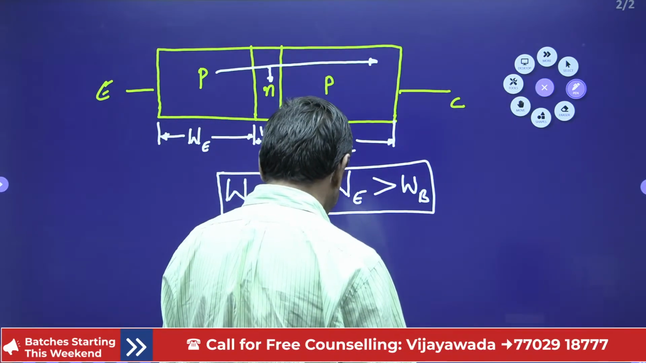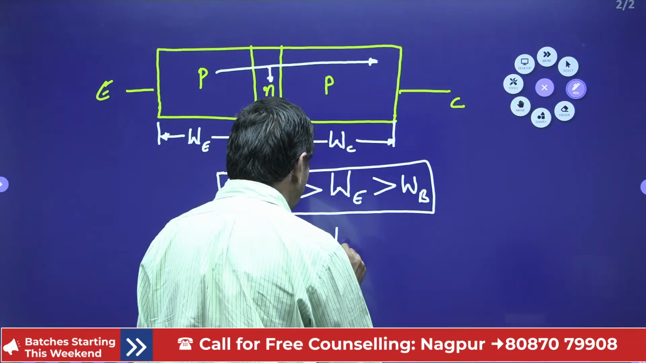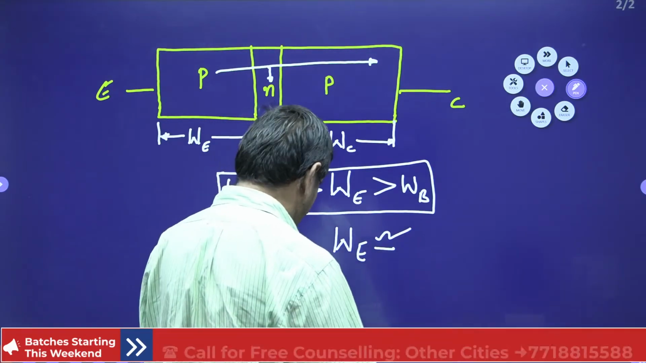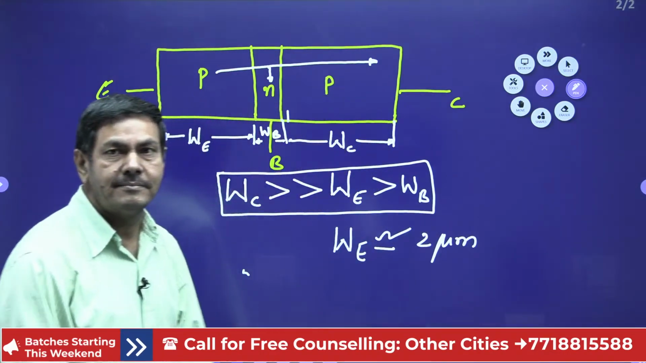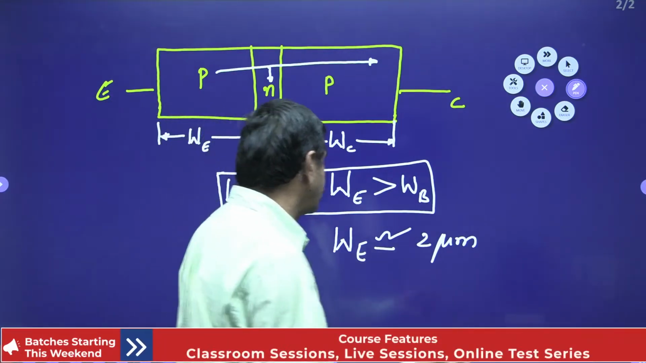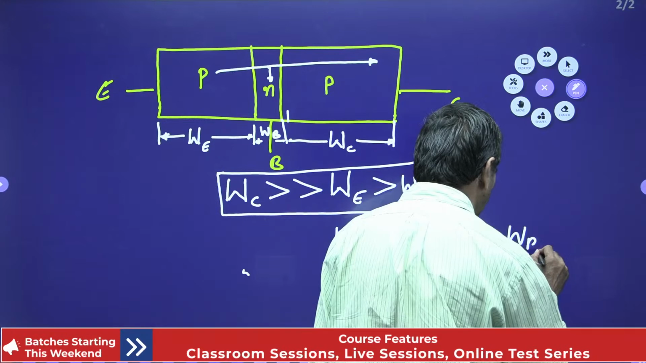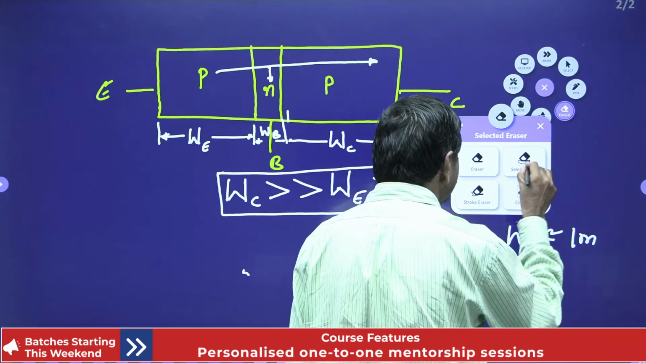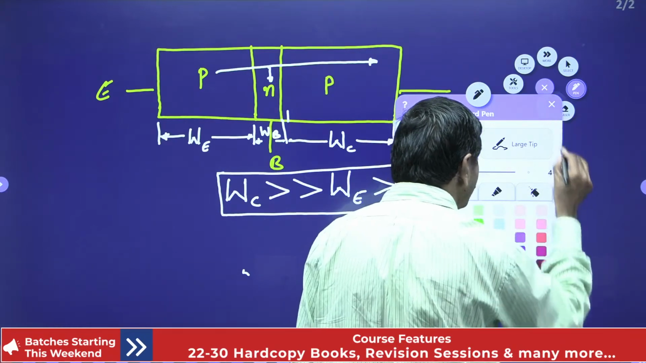I can say approximate values, these are all. WE, W suffix E, is approximately equal to, they will maintain 2 micrometers. 2 micrometers, it is maintained this value. That means the width of the emitter region is maintained 2 micrometers approximately. And also the width of the base is approximately maintained 1 micrometer. 1 micrometer it is maintained.